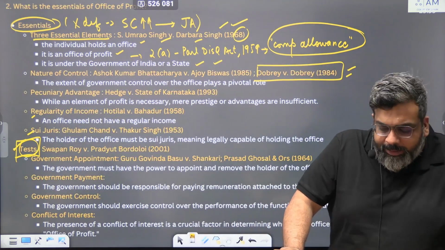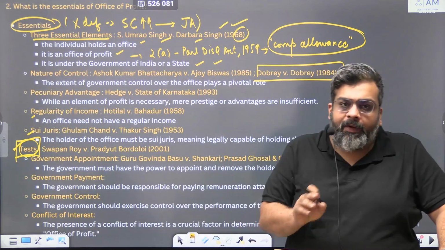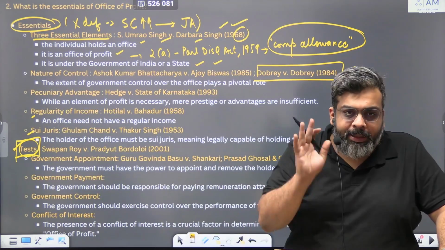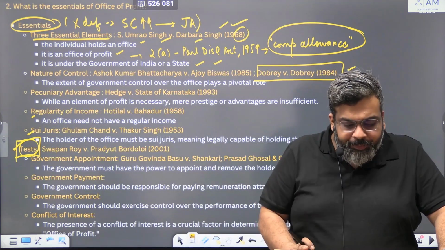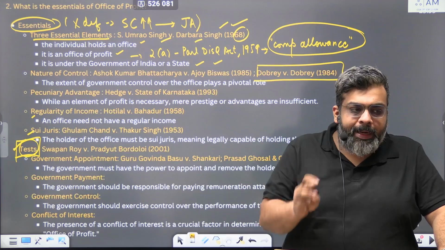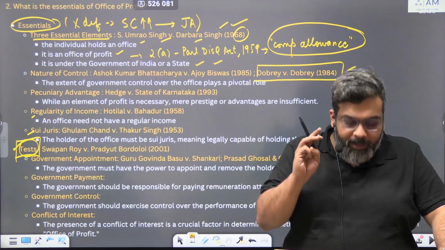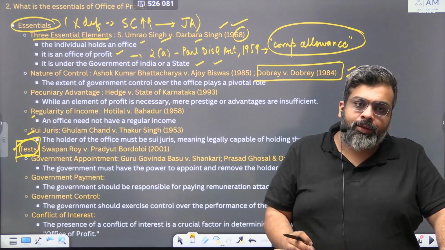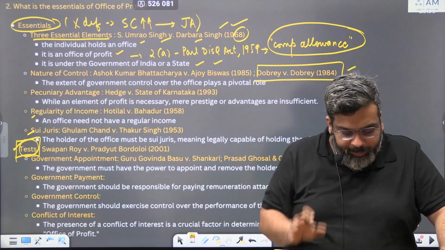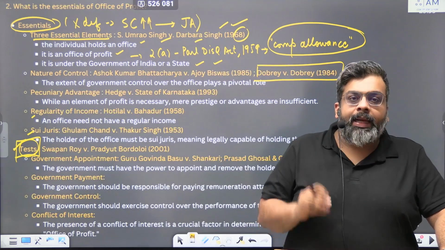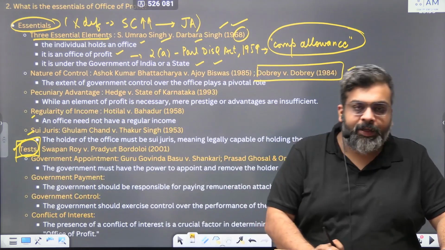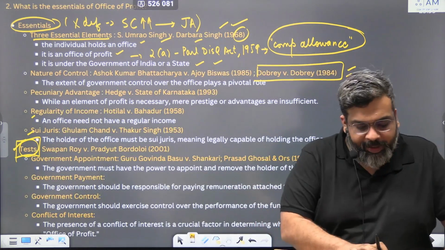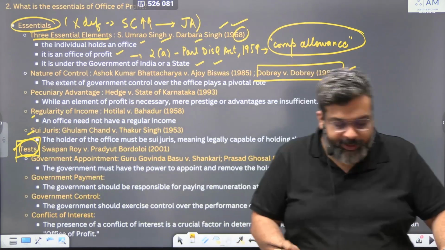The tests are, first, the government must be the authority appointing the person. 2, the person who's being paid a certain amount must be paid so by the government. 3, there must be sufficient control that the government can exercise over the person. And 4th, if there is an apparent conflict of interest, then the office is in fact an office of profit.